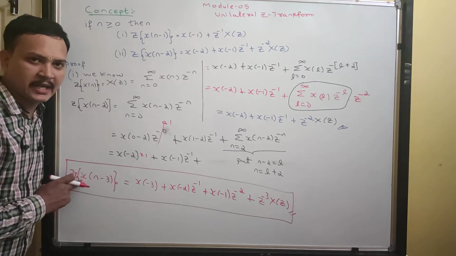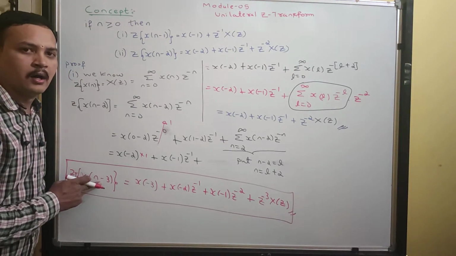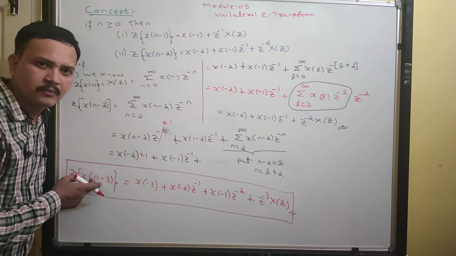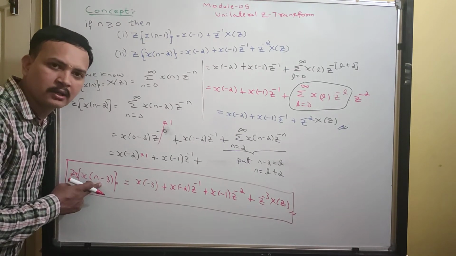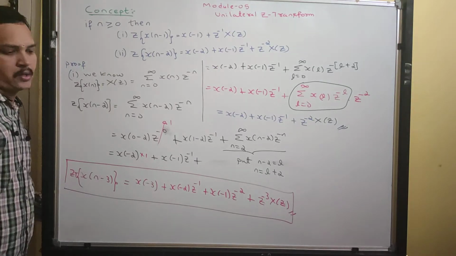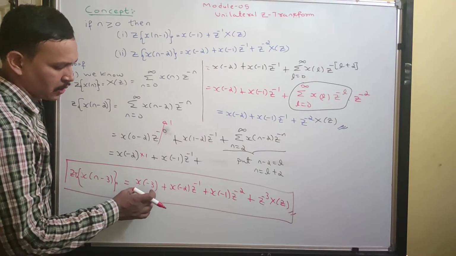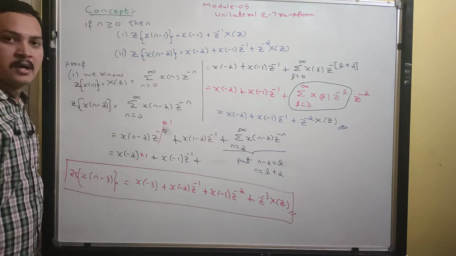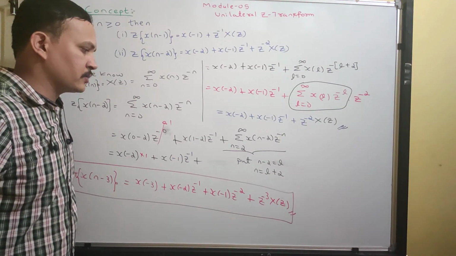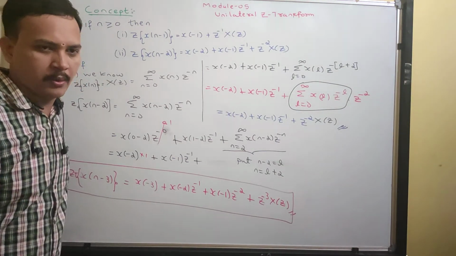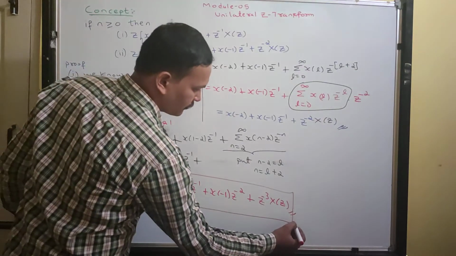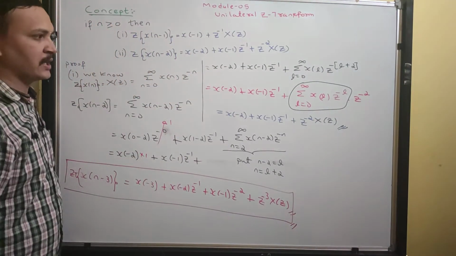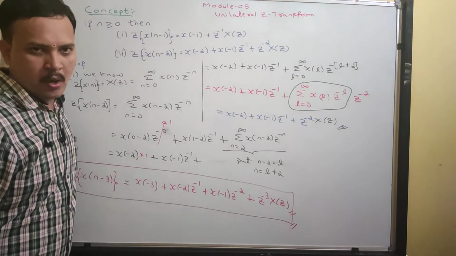Some input signal x of n, shifted right by 3 units, how to represent it in the unilateral z transform. And these x of minus 3, minus 2, minus 1 are all initial conditions, so they will be given in problems. Okay guys, so we are very strong in the concept. Next we can go to the problems.